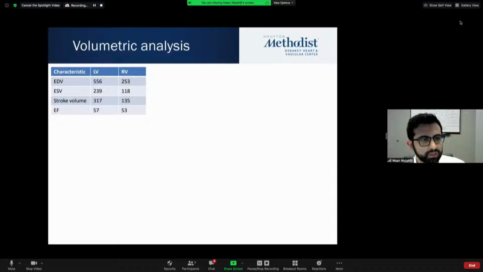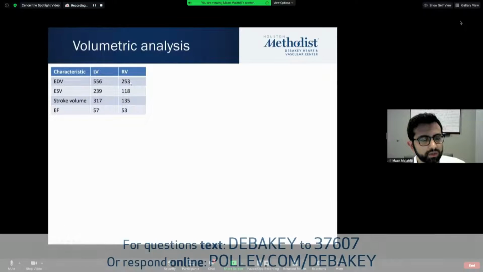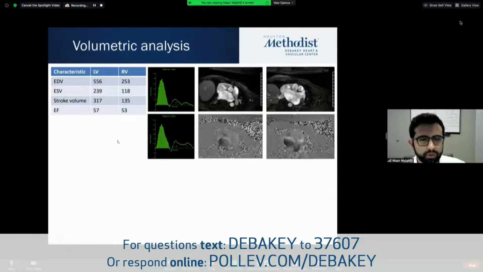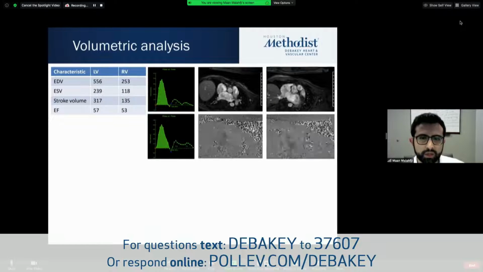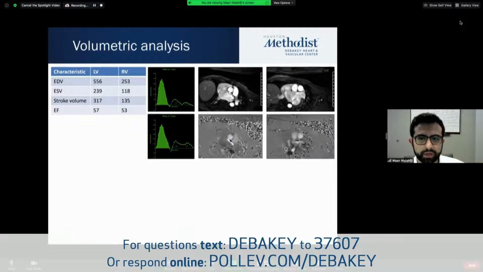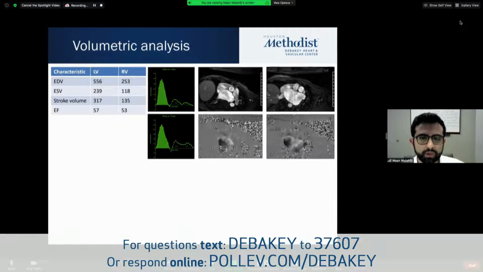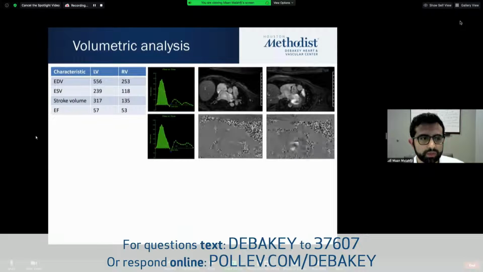The end diastolic volume is 556. The stroke volume is 317, and the ejection fraction is 57. The right ventricle is also significantly enlarged. It's at 253, and the stroke volume is 135. We do phase contrast across the aorta, the mid-ascending aorta, as well as the pulmonary artery, and we can integrate these phase contrast sequences throughout the cardiac cycle to track what the forward stroke volume is throughout the aorta as well as the pulmonary artery.